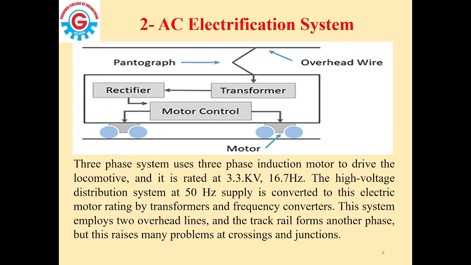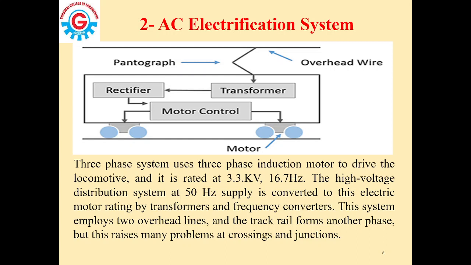As shown in the figure, in the AC electrification system the current is collected from the overhead wire through the pantograph, and it is given to the transformer, where the voltage is stepped down to the required level. Then it is given to the rectifier, which rectifies the output coming from the transformer, and that output is in the form of DC. It is given to the motor control unit, and then to the electric traction motor, and then the traction motor will run.